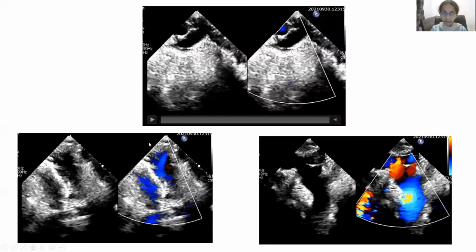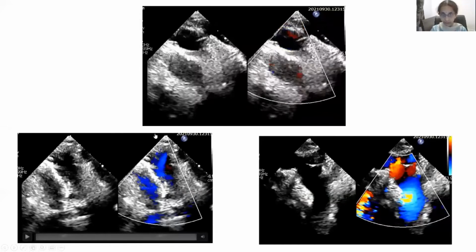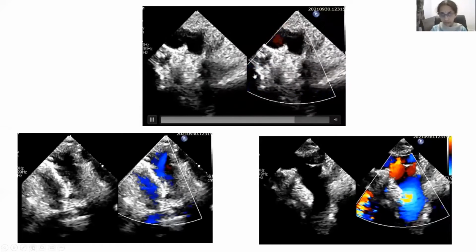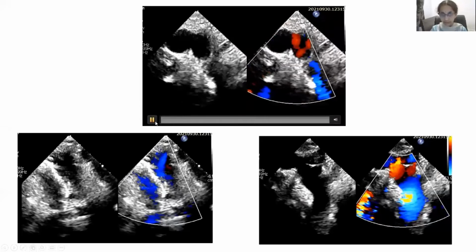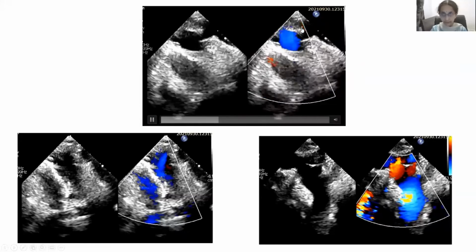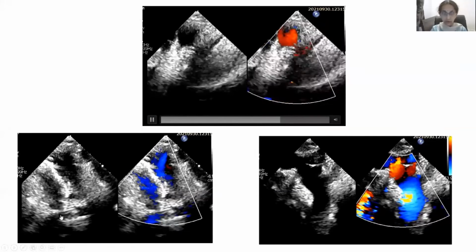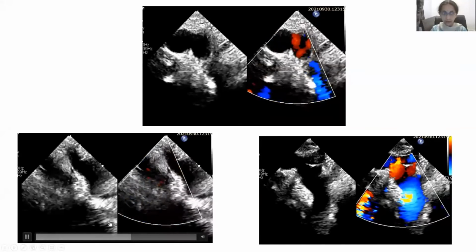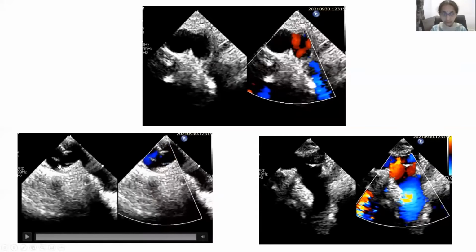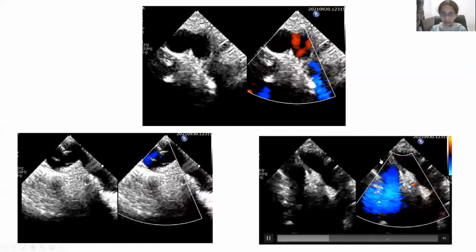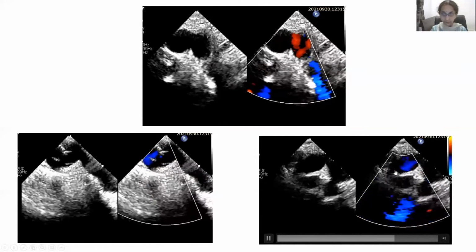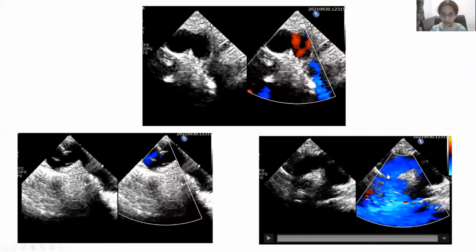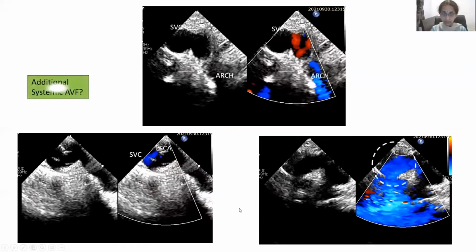Now, for looking for the BT shunt, a detailed suprasternal view was done, but the BT shunt wasn't visualized. What was seen was the dilated SVC seemed to be having a connection with the branch of the arch of aorta, which was the right subclavian. The right subclavian artery seemed to be having a communication with the SVC, and this communication was seen in all the views on 2D and color. So a suspicion of systemic AV fistula was considered.